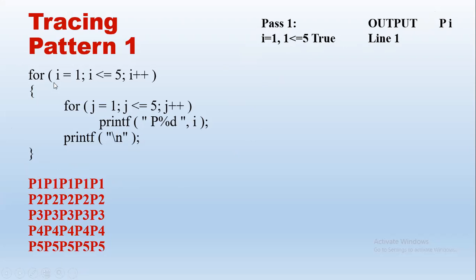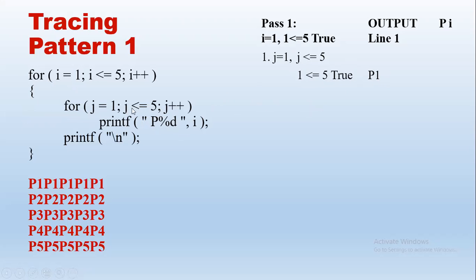So first thing is I is equal to 1. Condition to be checked, I less than equal to 5. Is 1 less than equal to 5? Yes, true. Now what should we do? Enter the inner for loop. The outer condition is true. Enter the inner for loop. J starts from 1. Okay, note J starts from 1. Condition is J less than equal to 5. So J is 1. Is 1 less than equal to 5? Yes, true. Then we need to print what? P and value of I. What is I? I is 1. Note that we are printing Pi. So P1 is printed once in the first line.